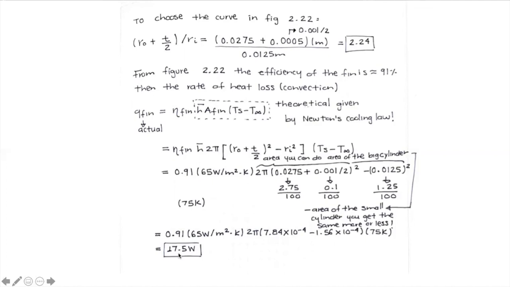So to solve for radial fins, the main complication might be reading the plot, the figure. That's it. You need to get the x-axis value and you need to get the value to choose the line you are reading, right? Then once you have the efficiency, with Newton's cooling law, you have the theoretical one, you can get the actual. That's it.